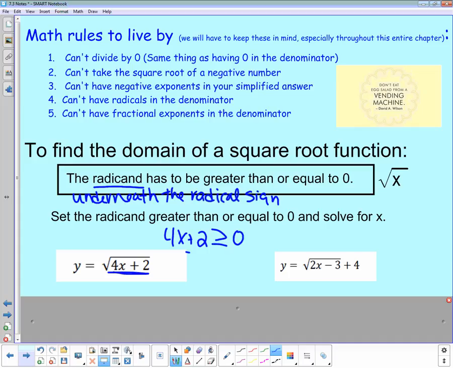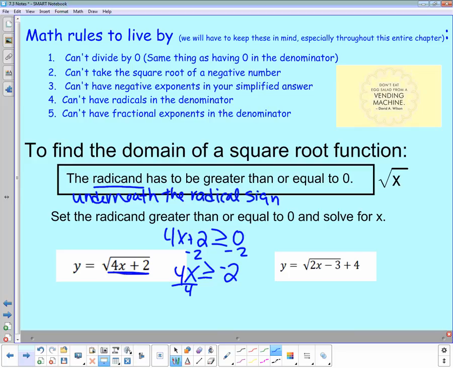Solving for x, we subtract 2 from both sides. So we have 4x is greater than or equal to negative 2. And then getting the x alone, we divide by 4, which gives us negative 1/2. So our domain is x has to be greater than or equal to negative 1/2. And that is the domain for that function.